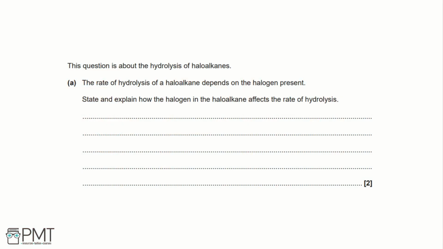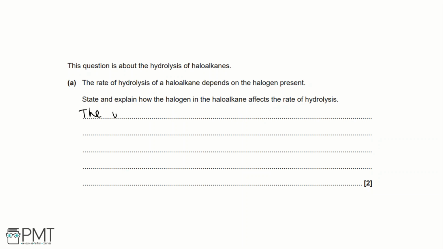This question is about the hydrolysis of haloalkanes. Part A. The rate of hydrolysis of a haloalkane depends on the halogen present. State and explain how the halogen in the haloalkane affects the rate of hydrolysis.